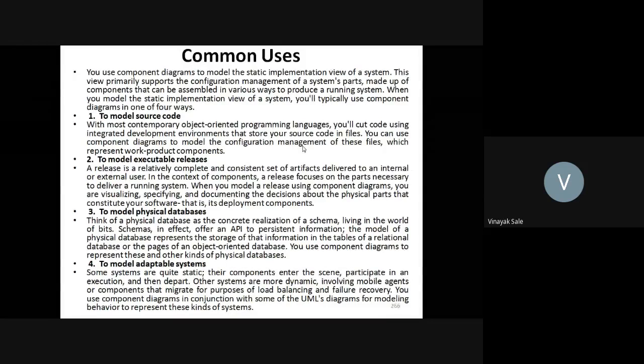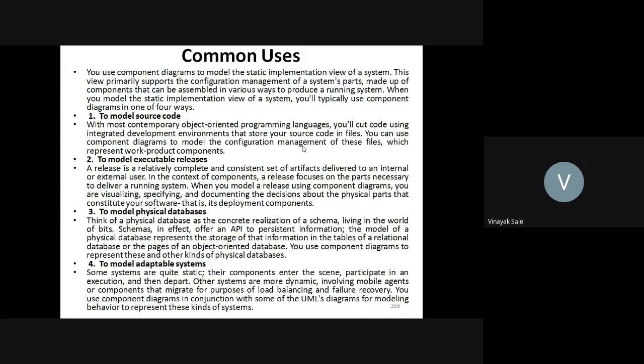Schemas in effect offer an API to persistent information. The model of a physical database represents the storage of that information in the tables of relational databases or the pages of object-oriented databases. You use component diagrams to represent these and other kinds of physical databases.